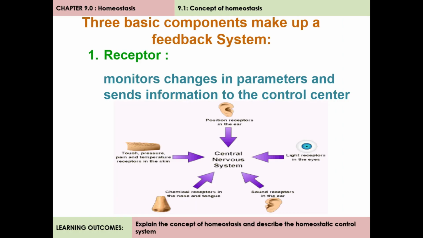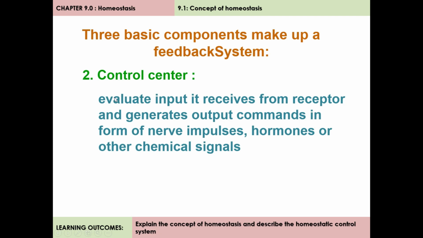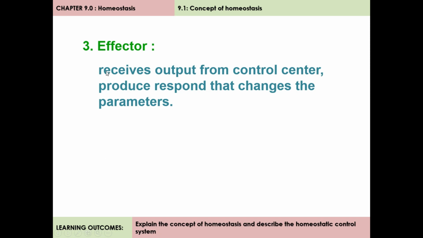Okay, the receptor monitors changes in parameters and sends information to the control center. The control center evaluates the input it received from the receptor and generates output commands in the form of nerve impulses, hormones or other chemical signals. The effector receives output from the control center and produces a response that changes the parameters.